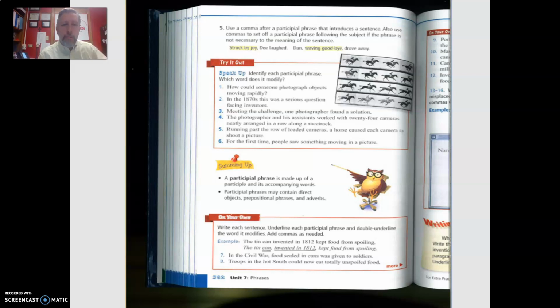Let's go to number 2. See an -ed or -ing word there? Aha, facing. Yeah. All right, so facing inventors. So we have our phrase, right? Now, tell me what is facing inventors?